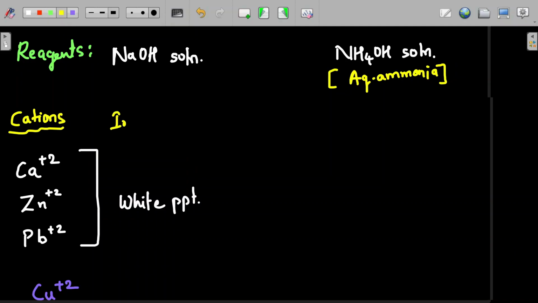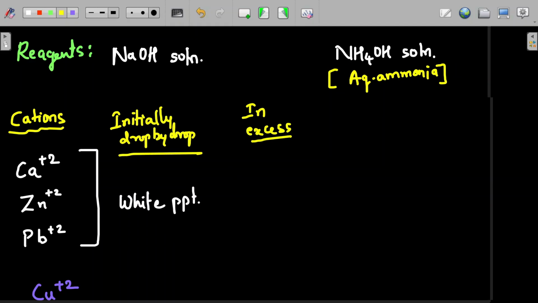Here we are doing two things. One, when you add initially drop by drop, you will observe some precipitate. Then you add in excess. What do you add in excess? The reagent. So whenever they ask you for the observation, you have to write both, or it depends upon the question also.